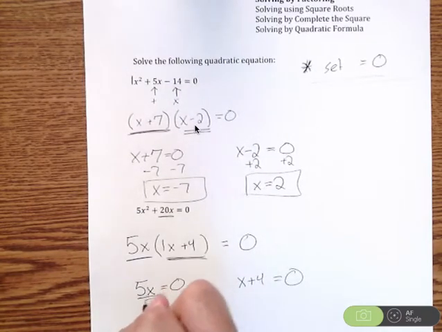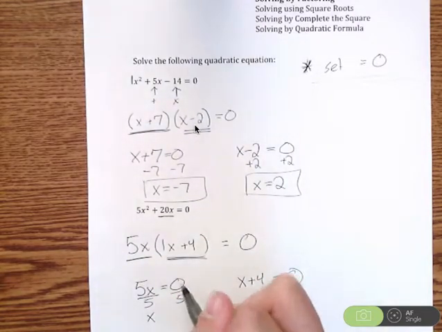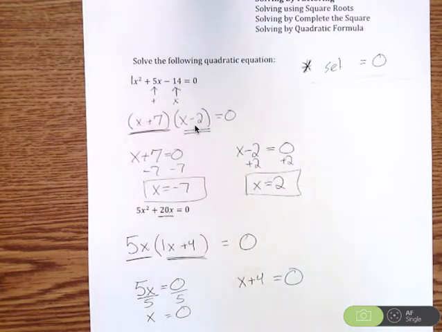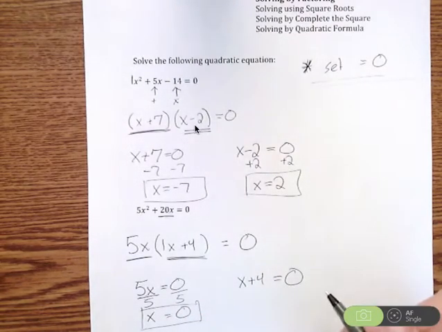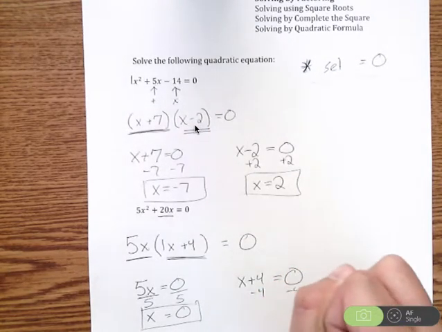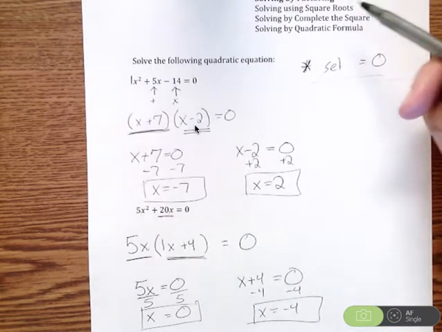So I'm going to divide by 5, divide by 5. You're going to get x equals, and then 0 divided by 5, I have 0 as one of my answers. For the other one, I have x plus 4 is equal to 0. First thing I'm going to do is subtract that 4 and move it over. I get x equals negative 4. That is solving by factoring.